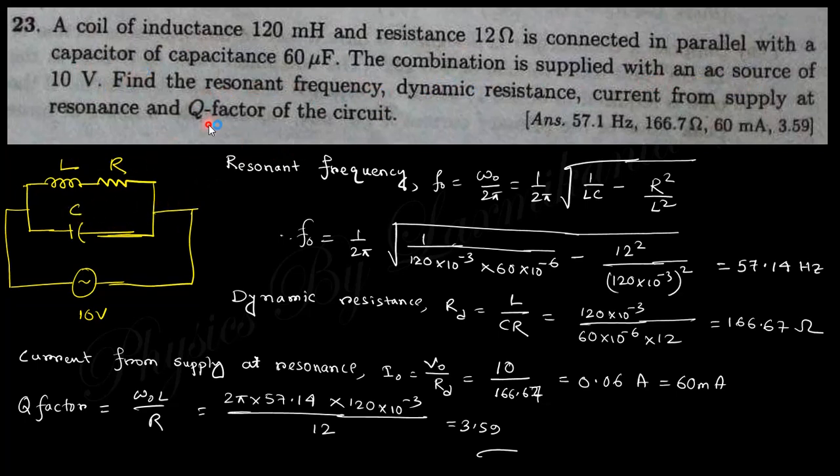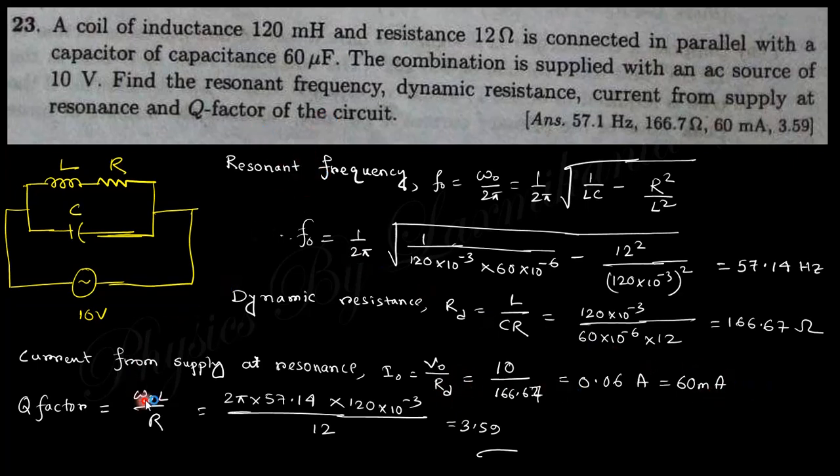We already discussed this circuit in the previous lecture, and the corresponding resonant frequency is given by the formula 1 by 2 pi root under 1 by LC minus R square by L square. If you put in the values of L, C and R, you will easily find this resonant frequency. The dynamic resistance is nothing but L by CR. Put in the values and you will get this answer. And the question is the current supplied at resonance. Current is nothing but voltage by this dynamic resistance. Put in the values and you can easily find this answer.